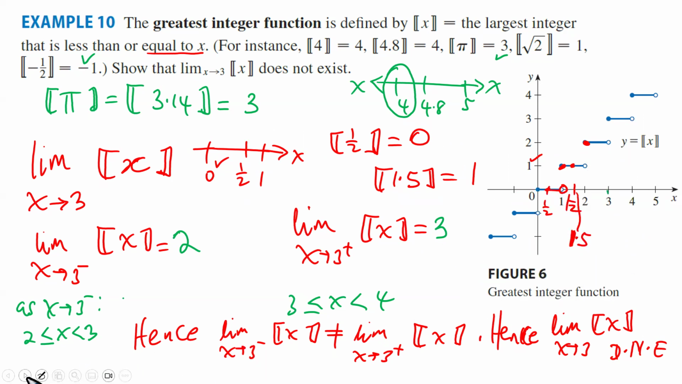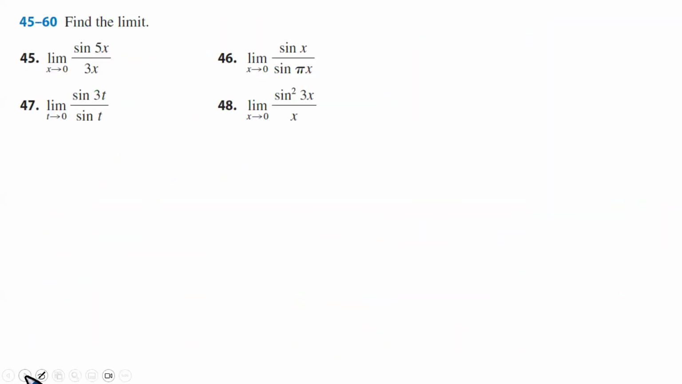Let's continue and try more problems. This was just a brief talk about the greatest integer function. And now there's something called the ceiling function. We're going to discuss these kinds of functions. Let us find the following limits. Can I give you 45 and you try it?